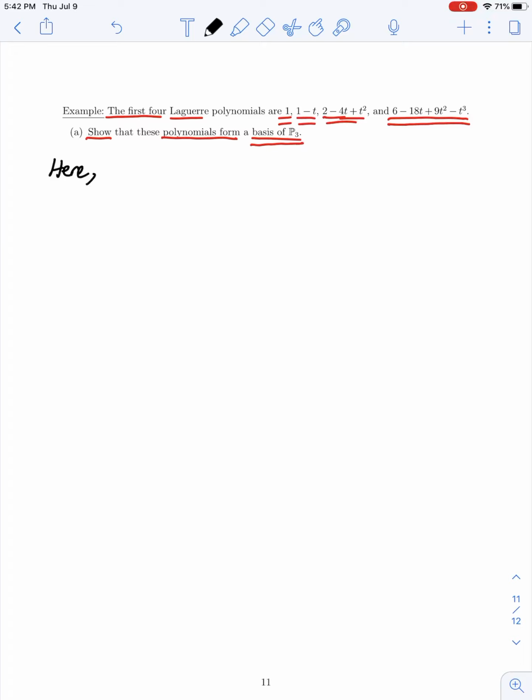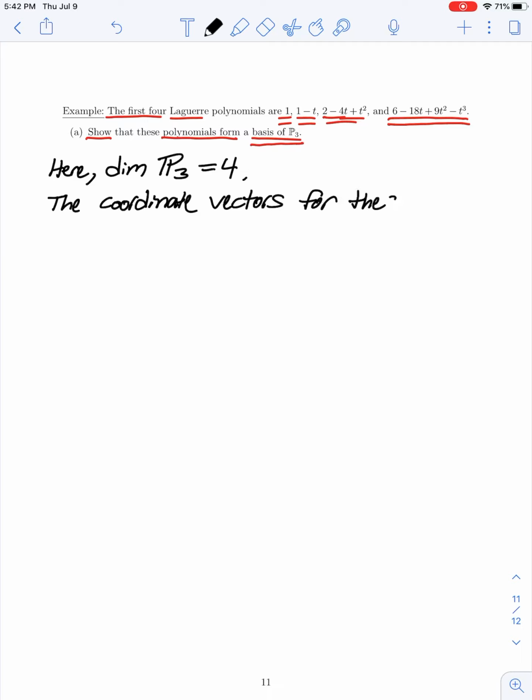Here we have mentioned that the dimension of P3, the set of polynomials of degree 3 or less, is equal to 4, as we saw in the earlier part of our section. And if we consider the coordinate vectors for these polynomials, we would have the following.